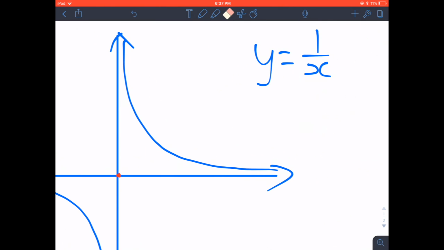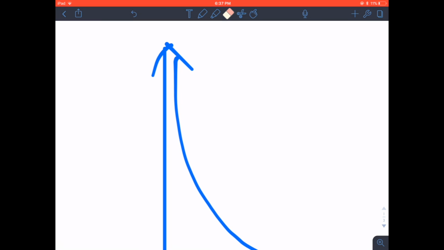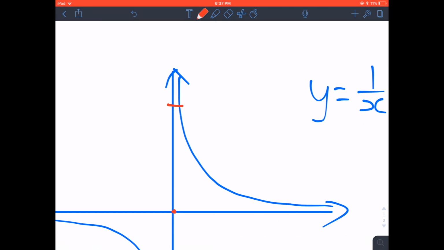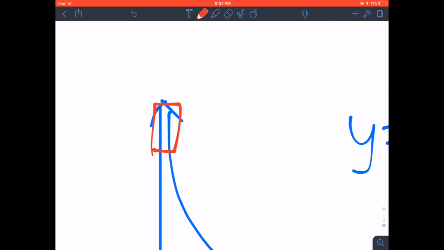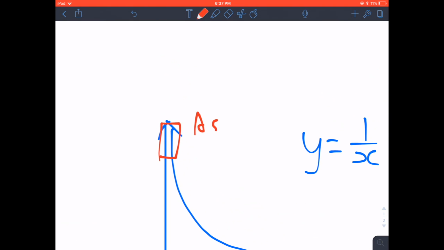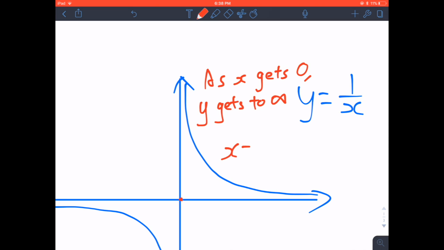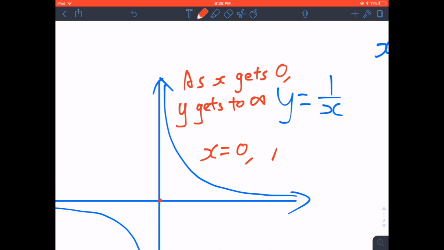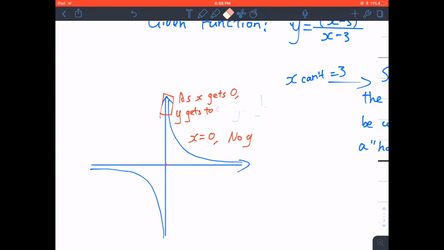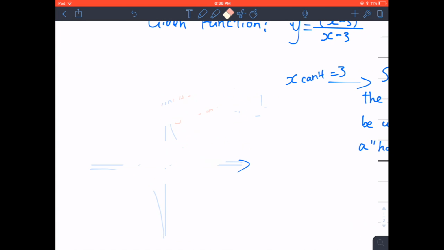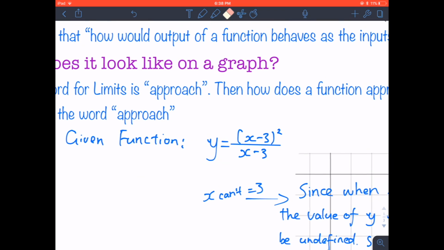So let's take a closer look here. We can see that the function gets really close to the y-axis, but it never actually touches it. Therefore, we say that as x gets to 0, y gets to infinity. Also, we see that when x equals 0, there is no y value because it's undefined at that point. So it's pretty similar when it comes to calculus.